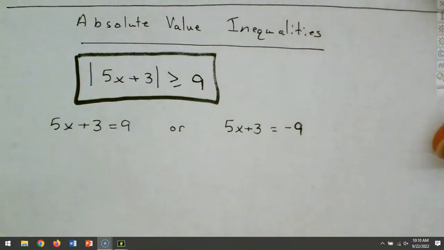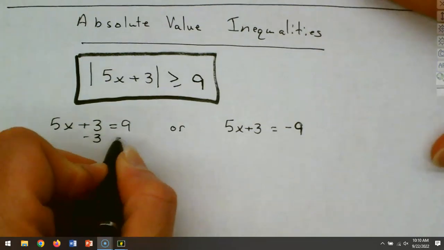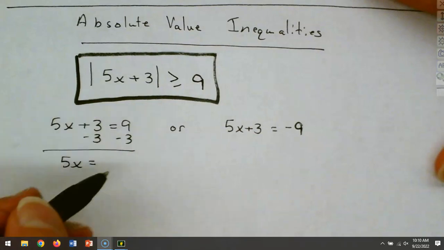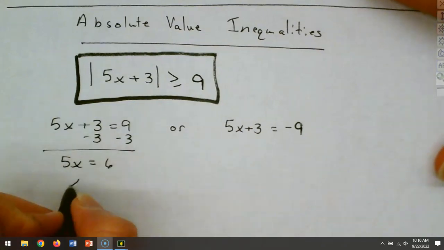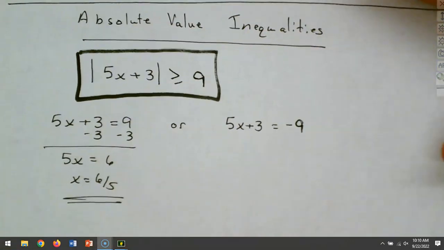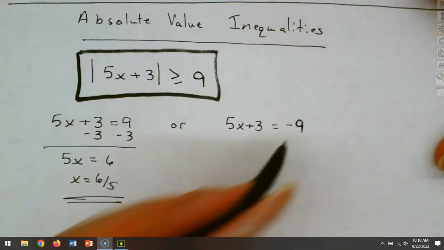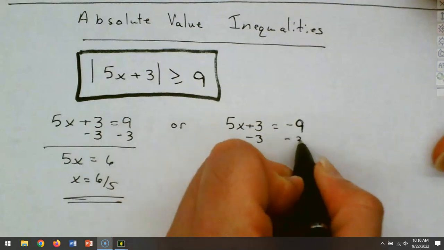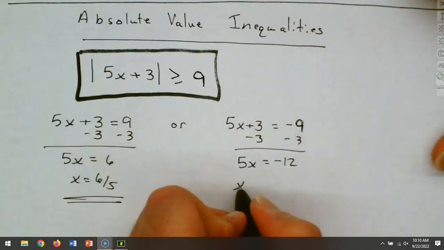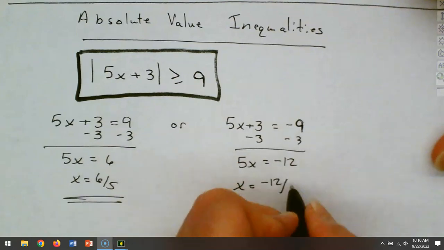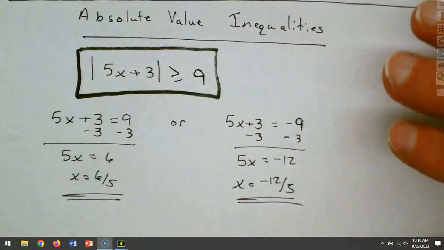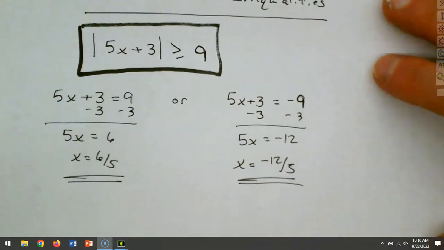So let's solve these out. We have to do that. Get our two solutions, two critical points. 9 minus 3 is a 6, so that gives you x is 6/5. So there's 1. Move the 3 over. So 5x equals negative 12. So x equals negative 12/5. There's the other. We are not done yet, though.